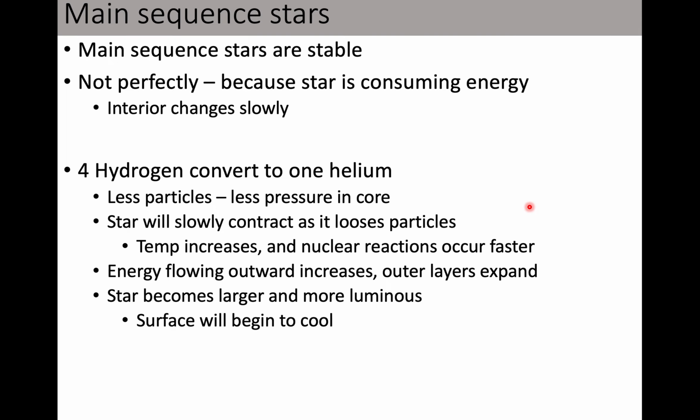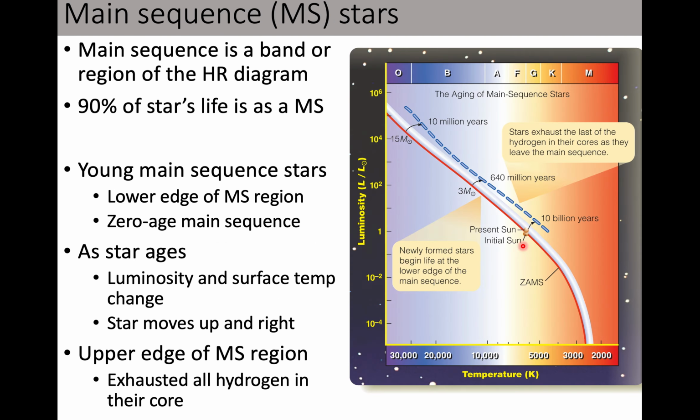So the energy will be flowing outward. The energy that would be flowing outward is going to start to increase as the reactions occur faster. The outer layers are then going to expand. The star becomes larger, it becomes brighter, but then because it becomes larger, the star becomes a little bit cooler again. So as the star grows in size, it will have more surface area, which means it will start to cool down again, I should say.